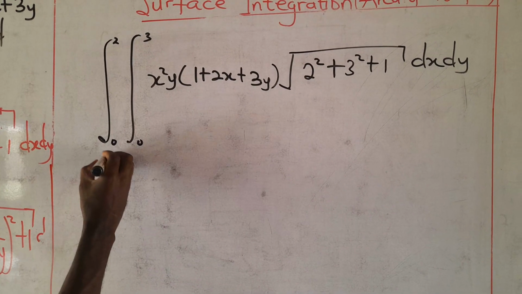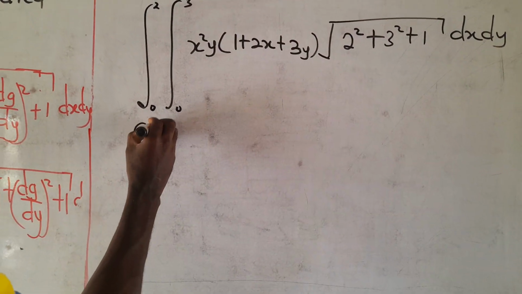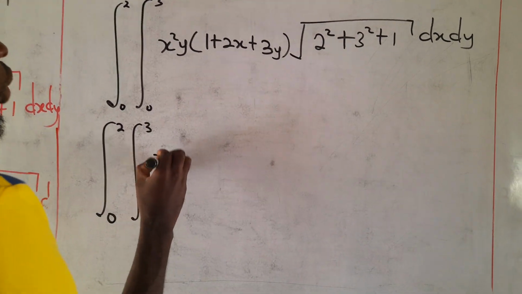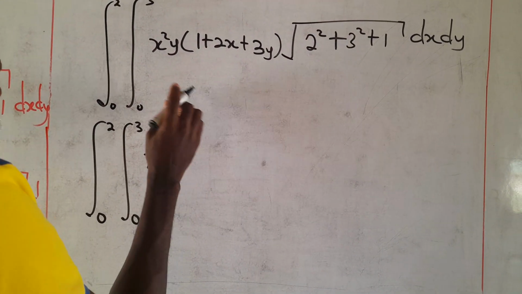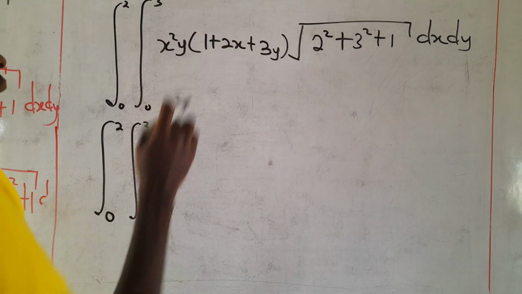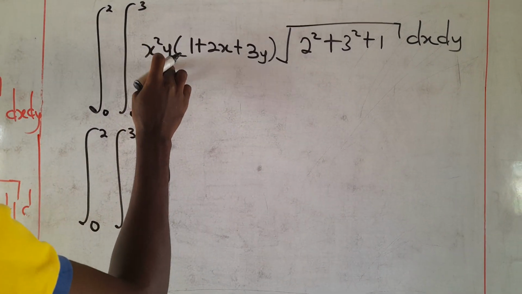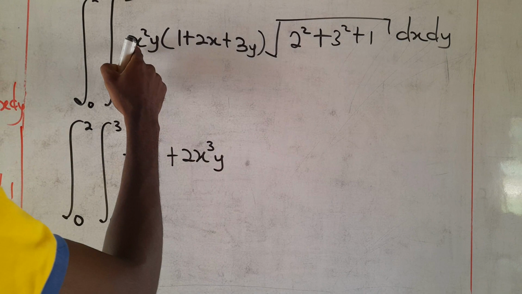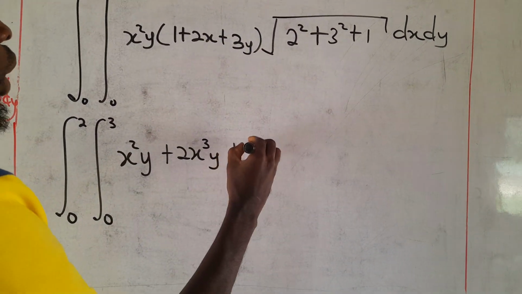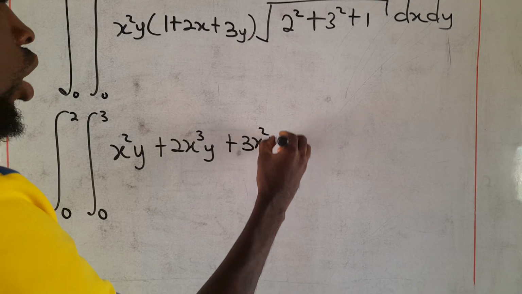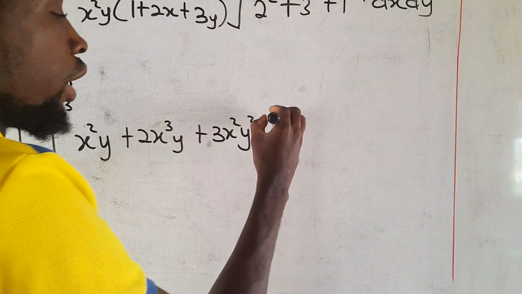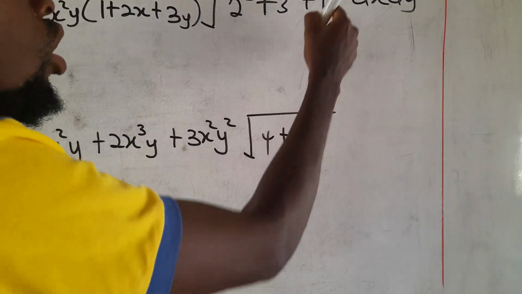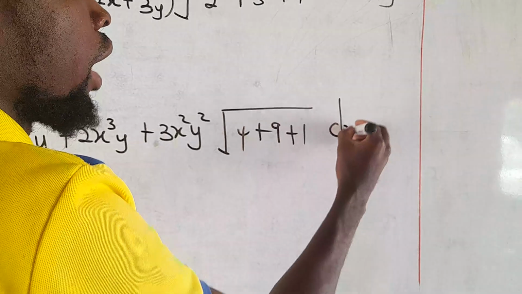So we can say this will be the integral spanning from 0 to 2, and the integral spanning from 0 to 3 of x squared y times 1 will be x squared y. x squared y times 2x will be 2x cubed y. Then x squared y times 3y will be 3x squared y squared. Then the square root of 2 squared is 4, 3 squared is 9, plus 1 dx dy.